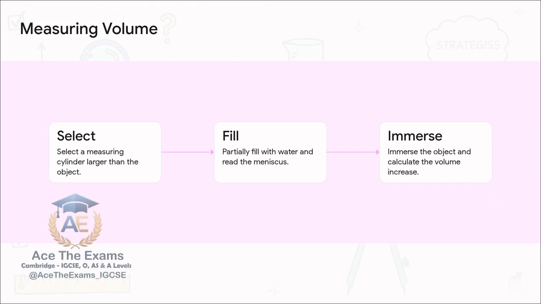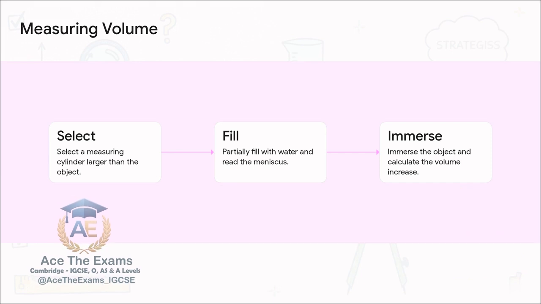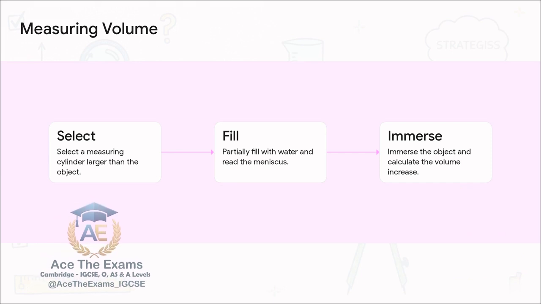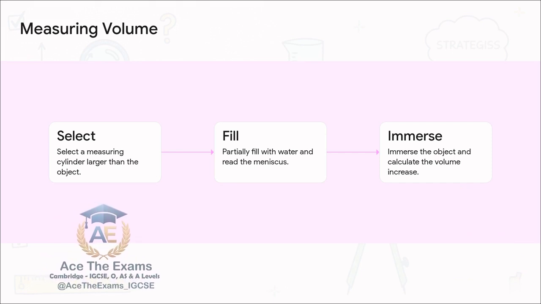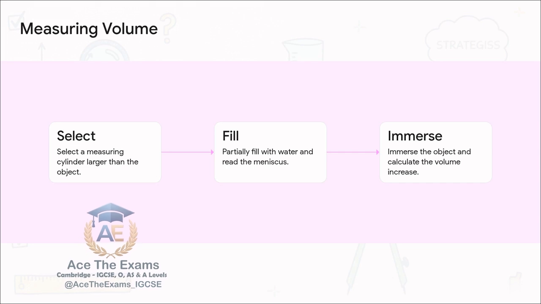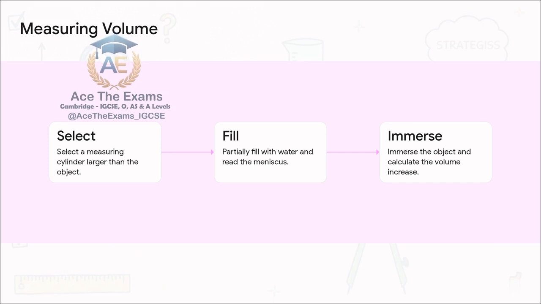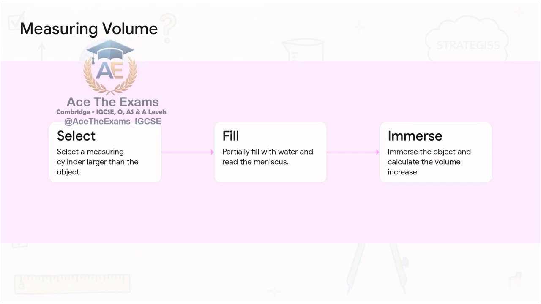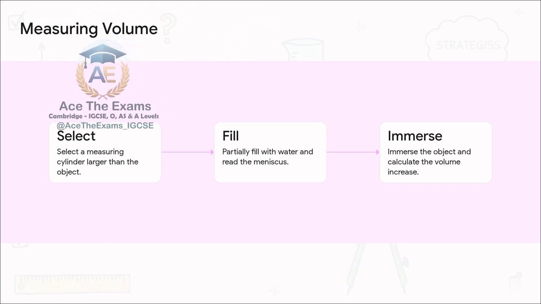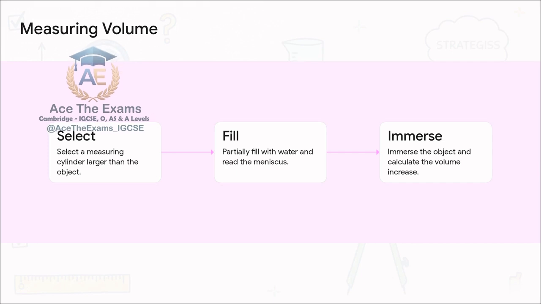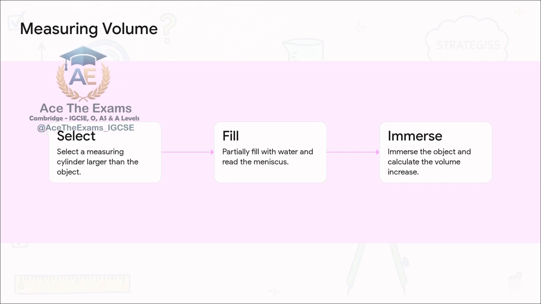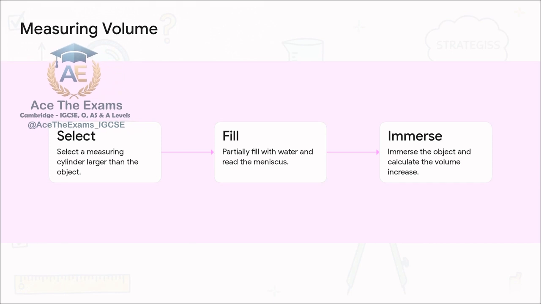This is exactly where Cambridge loves to test your procedural, step-by-step knowledge. Let's methodically step through the displacement technique, exactly how an examiner wants to read it. Step 1, select a measuring cylinder that is about 3 or 4 times larger than the object. Step 2, partially fill it with water, just enough so it will cover the object completely, and read the initial volume. Now, crucially, as the source text highlights, you must read the bottom of the curved surface of the water.